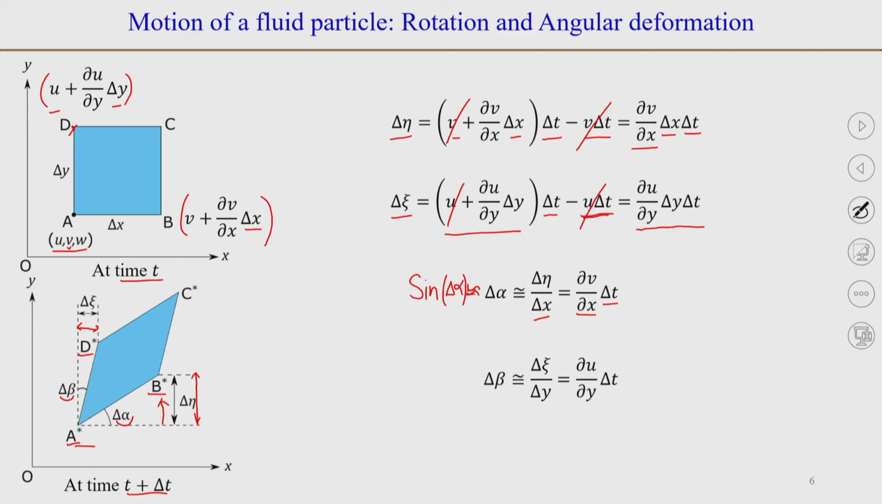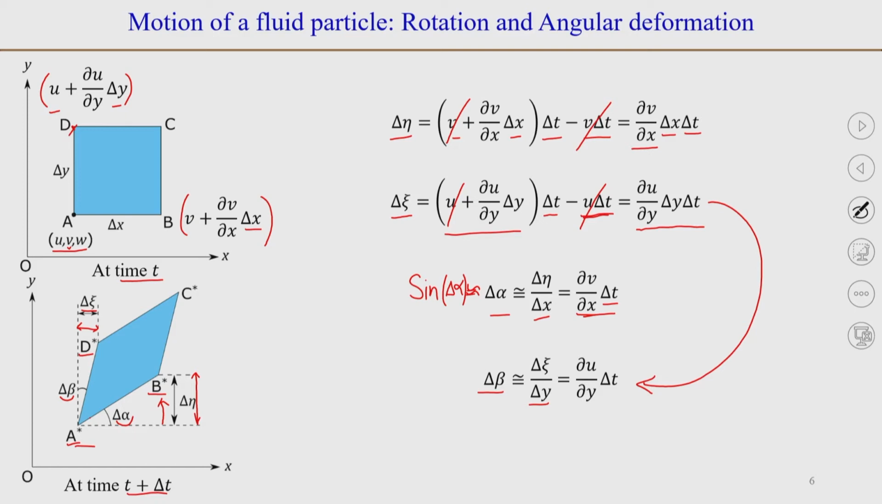Similarly, we can write that delta beta will be equal to delta psi divided by delta y, and from this we can obtain that delta psi over delta y is equal to dou u by dou y into delta t. So, we have obtained delta alpha and delta beta in terms of the velocity gradients and time delta t, or we can obtain delta alpha over delta t and delta beta over delta t. They are equal to dou v by dou x and dou u by dou y respectively.